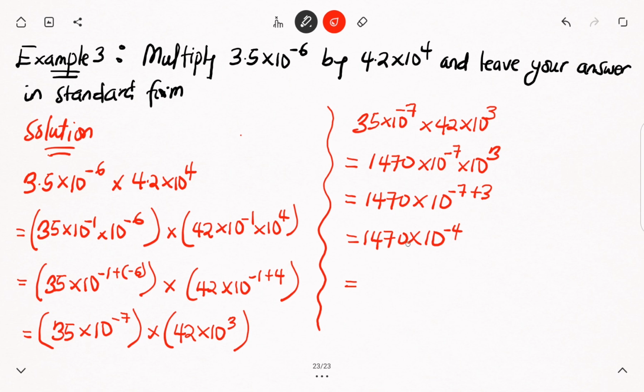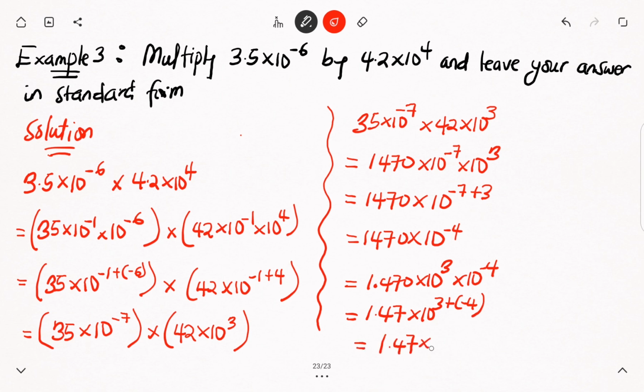So I'll have to move the dot that is at the end of the 0 over here, the 1470. I have to move the dot 1, 2, 3 times for the dot to be in between 1 and 4. So I have 1.470 times 10 raised to the power. I move the dot 3 times from right to left, so it's positive 3 multiplied by 10 to the power negative 4. So I have 1.47, I can ignore the 0, times 10 raised to the power 3 plus negative 4, and this will give me 1.47 times 10 to the power negative 1 at the top over here.